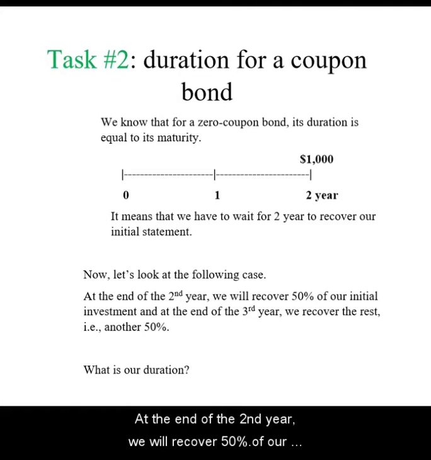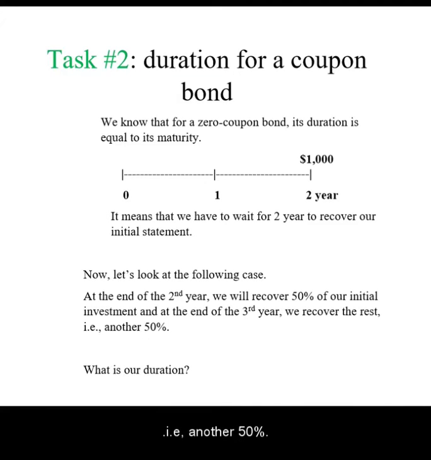Now let's look at the following statement or case. At the end of 2nd year, we will recover 50% of our initial investment. At the end of the 3rd year, we will recover the rest, i.e. another 50%. So 50% year 2 and 50% year 3. What is our duration?